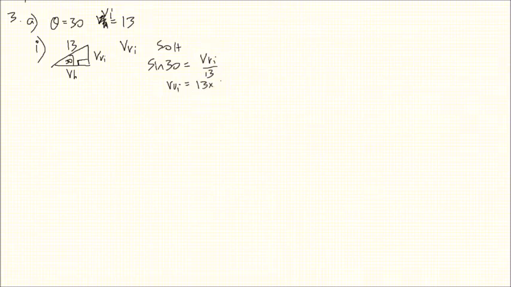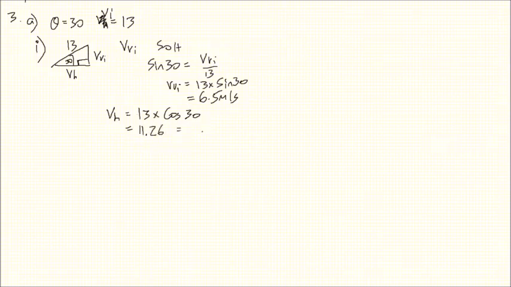We can use SOH to solve for the initial vertical velocity, getting 6.5, and we can use CAH, cosine of the angle equals VH over 13, rearrange, VH equals 13 cosine theta, solve with our calculator, get 11.26, which rounds to 11 meters per second, two significant figures.